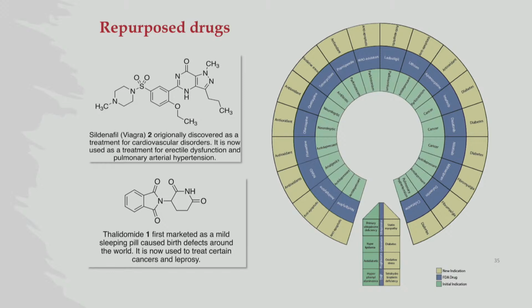And one more blockbuster drug is sildenafil, the blue pill. It was generally discovered for the treatment of cardiovascular disorders, but the preclinical and clinical trial results showed a better treatment for erectile dysfunction. So now it is used for that treatment. Apart from these two drugs, there are several other drugs repurposed against different indications. For doing this drug repurposing, a little knowledge of informatics is enough.